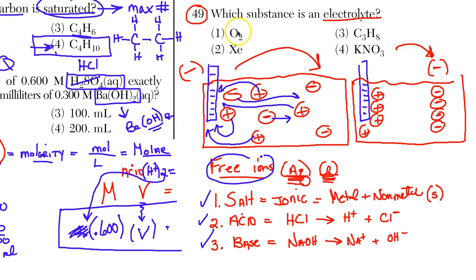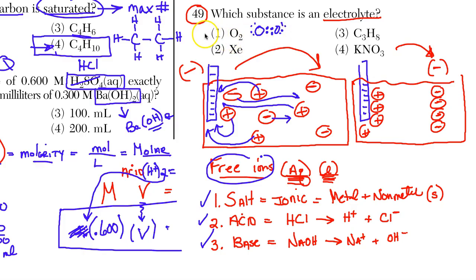So we look at choice one. Well, this is called a molecular compound. The oxygen is what? Covalently bonded. It's sharing electrons. And sharing electrons is non-electrolyte because these guys do not dissociate into ions.